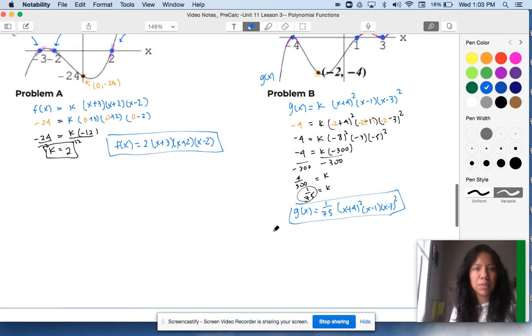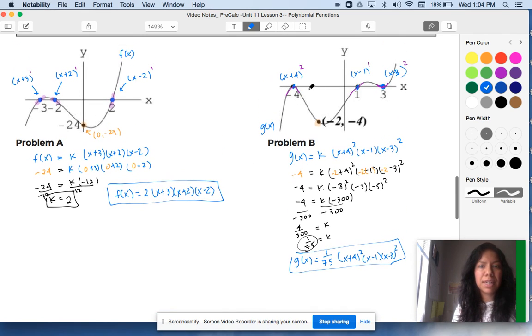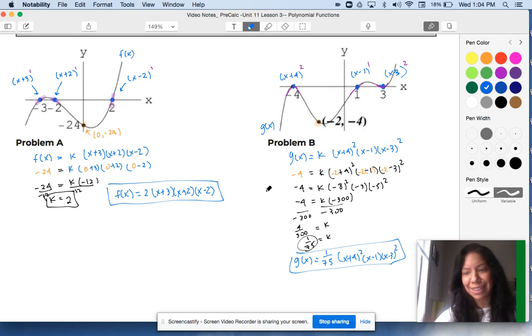So in short, when you're creating a formula, identify your roots, identify the opposite factors, identify if each has a power of 1 or a power of 2, and then solve for k by substituting a point that's not one of the x-intercepts. All right, that's it. Good luck.